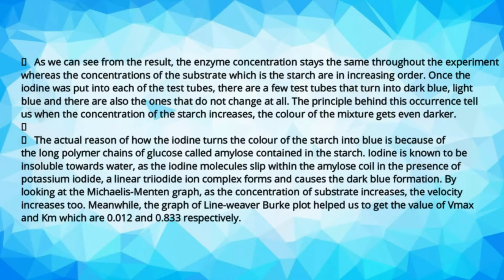The principle behind this occurrence tells us that when the concentration of the starch increases, the color of the mixture gets even darker. The actual reason iodine turns the starch blue is the long polymer chains of glucose called amylose contained in the starch. Iodine is known to be insoluble in water, as the iodine molecules slip within the amylose coil in the presence of potassium iodide. A linear triiodide ion complex forms and causes the dark blue formation.